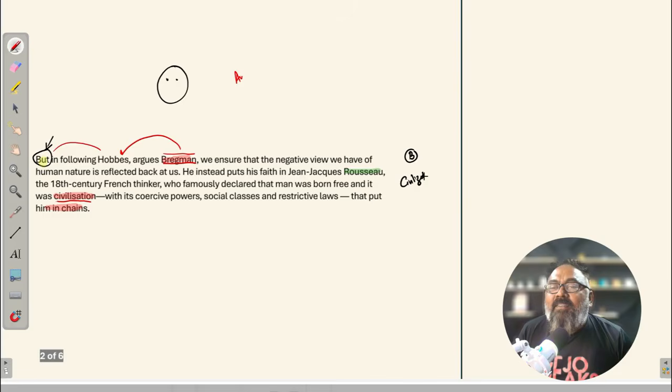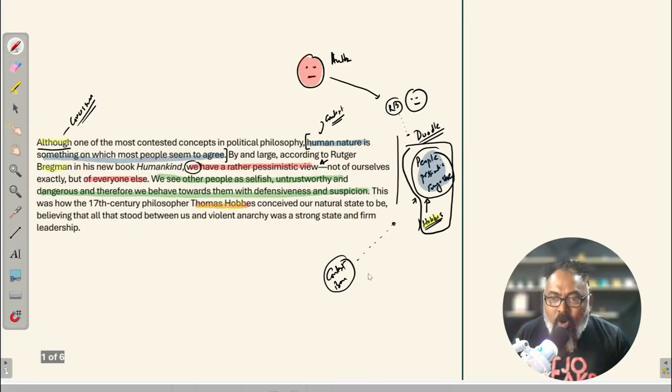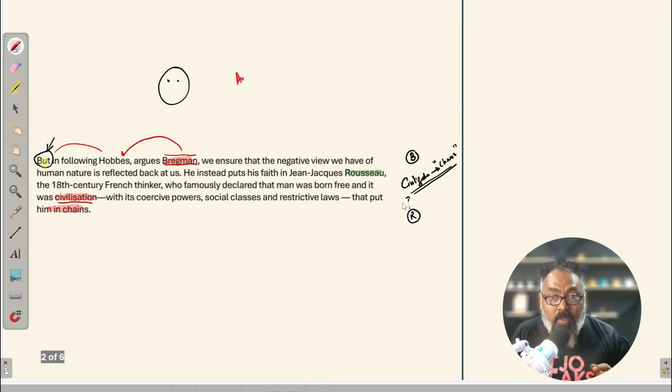civilization puts people in chains. The restriction or problem is created by civilization. We could probably also say that this is the view aligned with Rousseau. So we had a view by Hobbes that the problem with human nature is us, and Rousseau saying no, it's by civilization. Bregman said that is what it is.